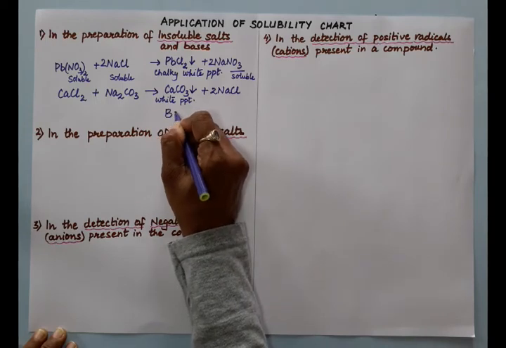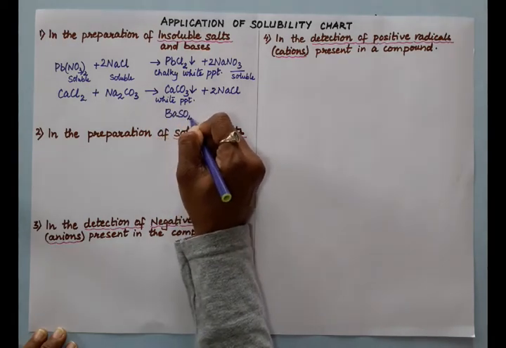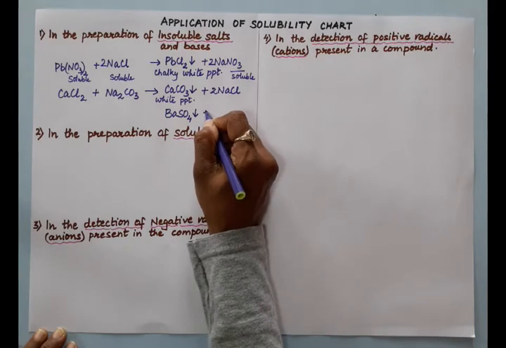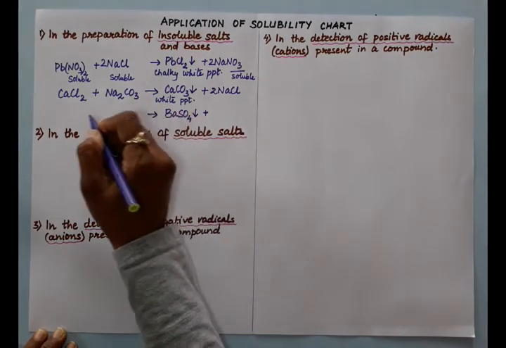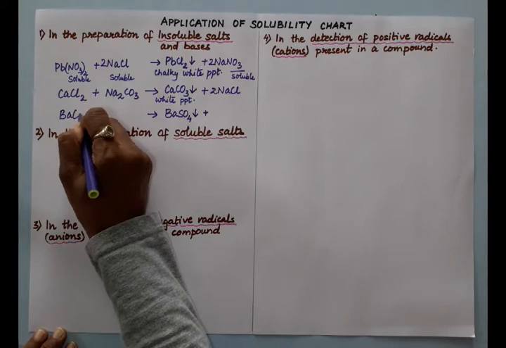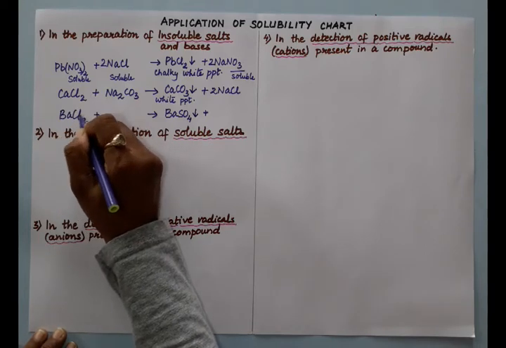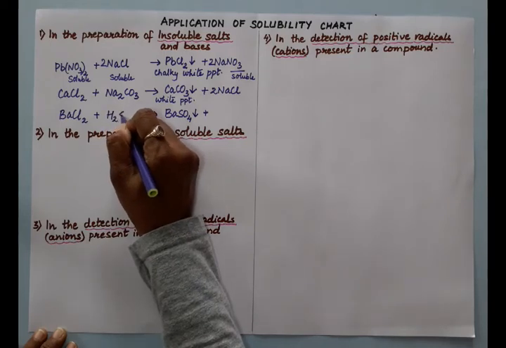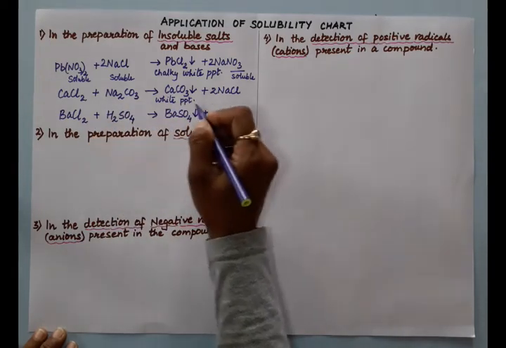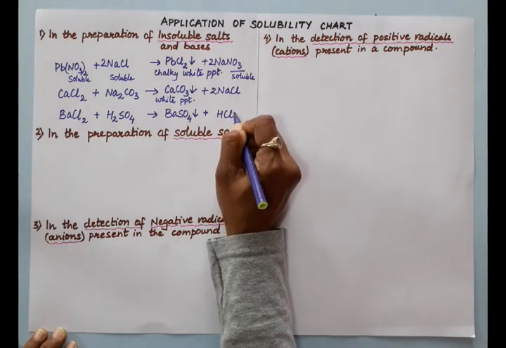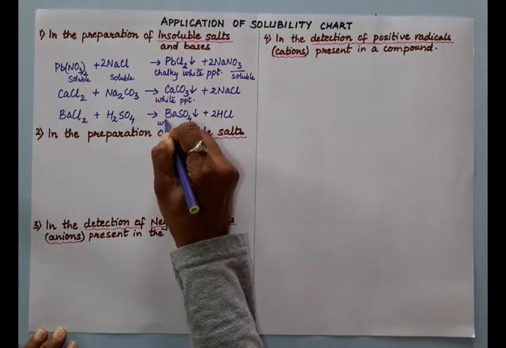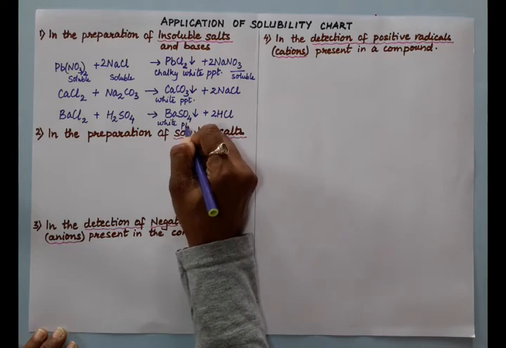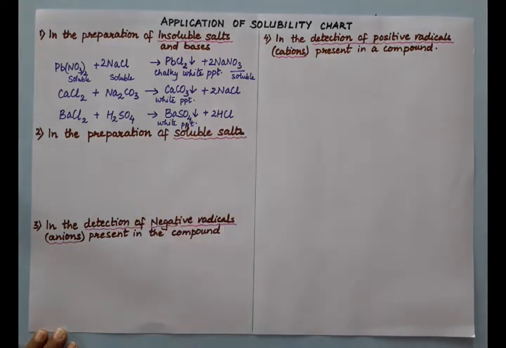Suppose we want to prepare barium sulfate, which is also insoluble. If you want to prepare barium sulfate, we take barium chloride, which is soluble. All chlorides are soluble except silver, mercury and lead, as I explained to you. You can take acid also over here. So here you are getting HCl. Again a white precipitate of barium sulfate we are getting. So this is one of the applications: in insoluble salt preparation, the solubility chart is helpful.